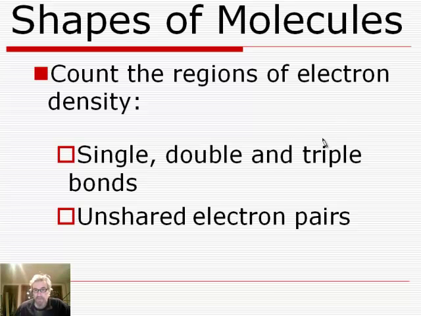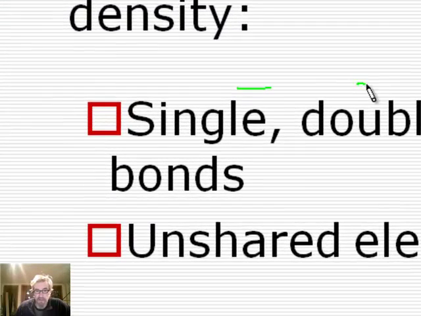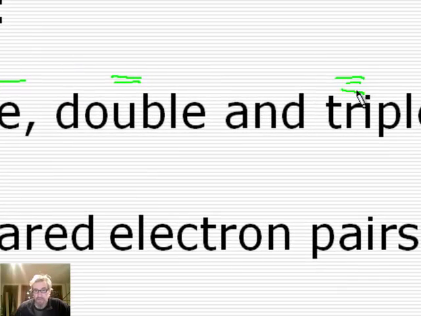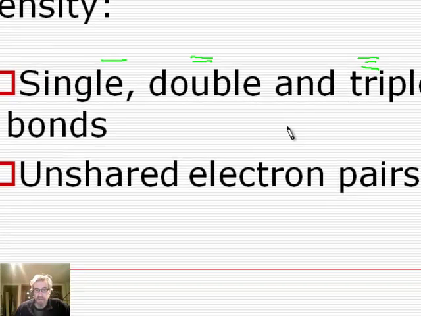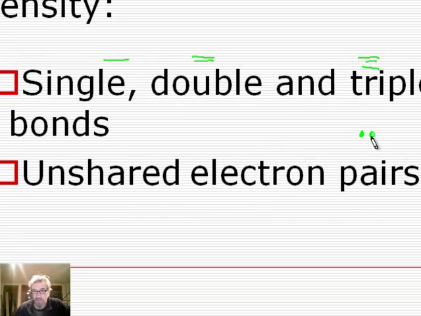It doesn't matter if it's that stick, 2 sticks, or 3 sticks, it counts for one region. And an unshared electron pair is one region. That's not 2 regions. That pair of dots is one region of electron density. So those are the things that count as regions of electron density. And then you use the basic shapes that we just went through to dictate what kind of a molecule you have.